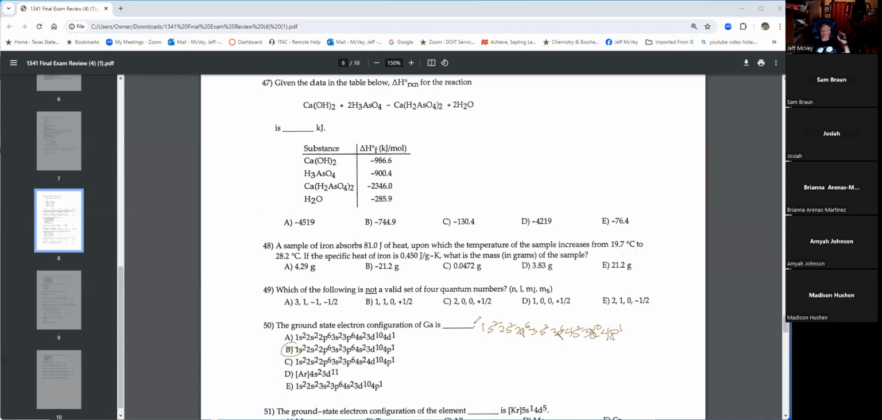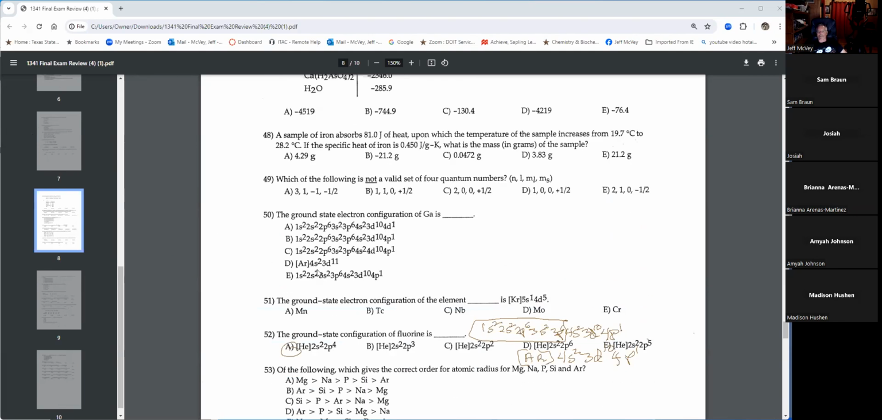Okay, guys, let's do one other thing with it. Let's do core notation. So where would we stop for core notation? How about right here? So what is this the electron configuration for? That is argon. So core notation would be 4s2, 3d10, 4p1. Oh, 51 is an exception, right? Yeah, it's an exception.